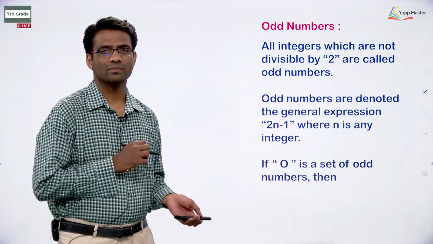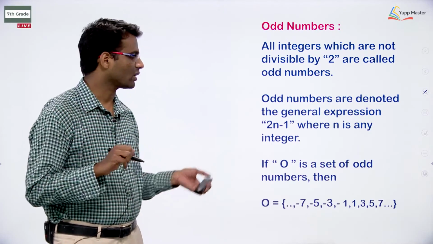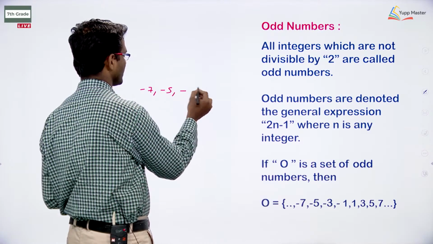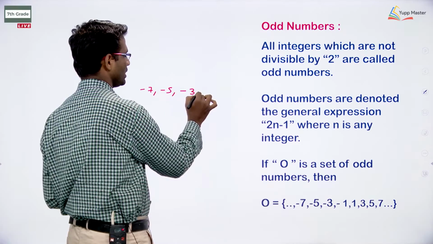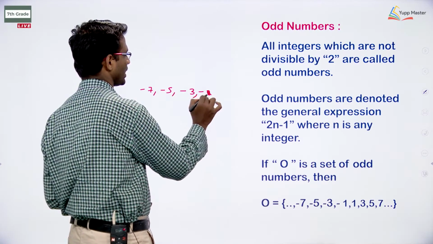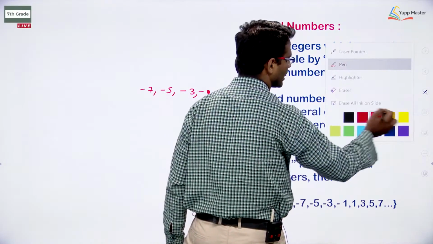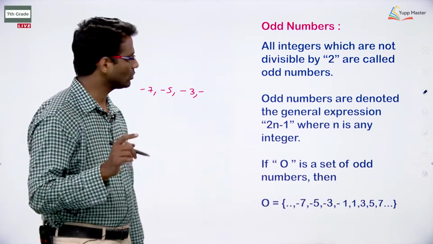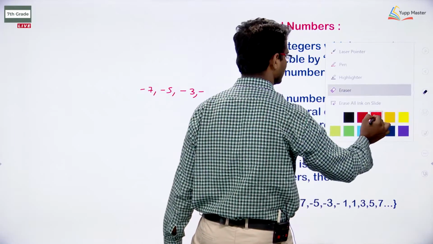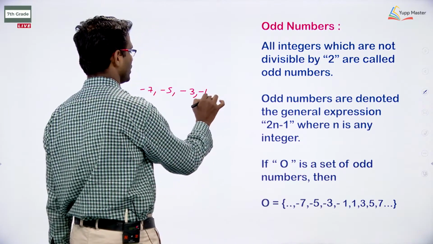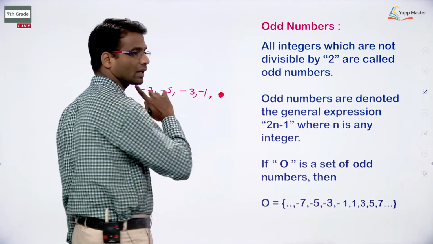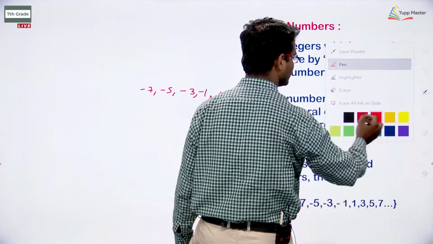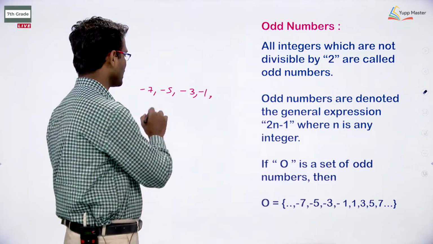O is the general letter used for odd numbers, right? Now see the range of odd numbers: minus 5, minus 3, minus 1. The difference between any two consecutive odd numbers will be 2 only. And 0 in between, is 0 odd? No, 0 is neither odd nor even.